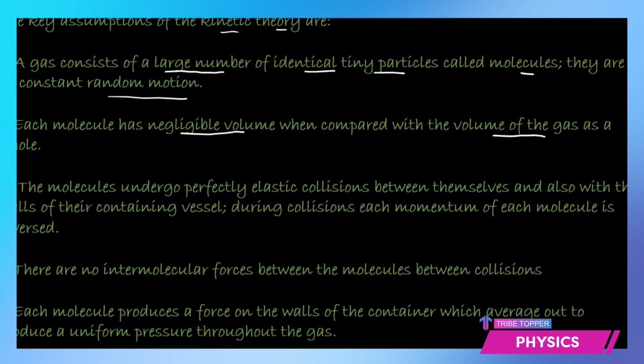Then we have the molecules, because they are in constant random motion, so they undergo perfectly elastic collisions. So they collide but they bounce back with the same velocity, so they don't lose their kinetic energies or momentum. That means in an ideal gas, the molecules undergo perfectly elastic collisions all the time among themselves and also when they collide with the walls of the container. And of course, during collisions, the momentum of each molecule is also reversed. That means if while going it was mv, while coming back it is minus mv.